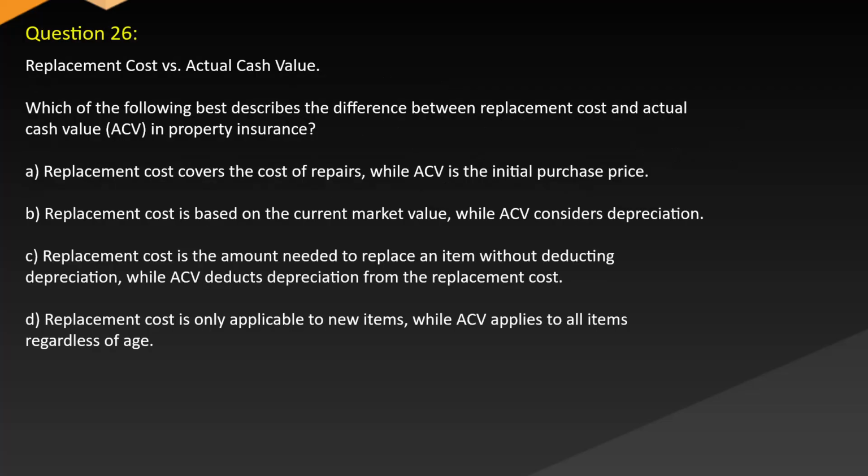D. Question 26. Replacement cost versus actual cash value. Which of the following best describes the difference between replacement cost and actual cash value (ACV) in property insurance? A. Replacement cost covers the cost of repairs, while ACV is the initial purchase price. B. Replacement cost is based on the current market value, while ACV considers depreciation. C. Replacement cost is the amount needed to replace an item without deducting depreciation, while ACV deducts depreciation from the replacement cost. D. Replacement cost is only applicable to new items, while ACV applies to all items regardless of age.